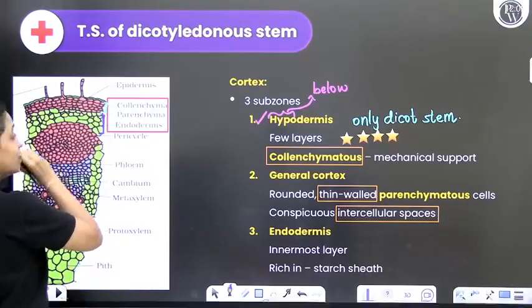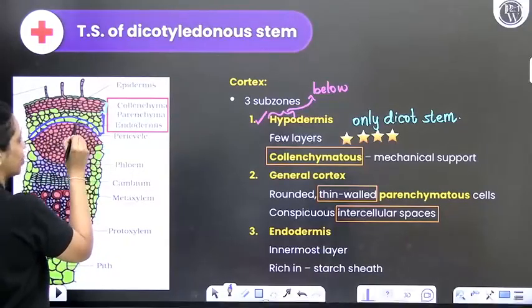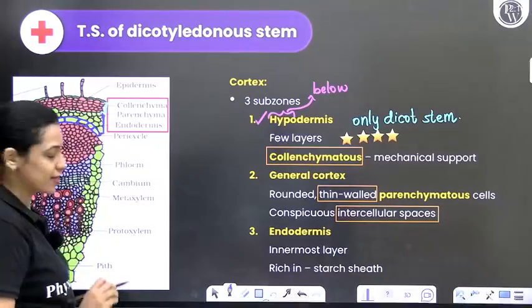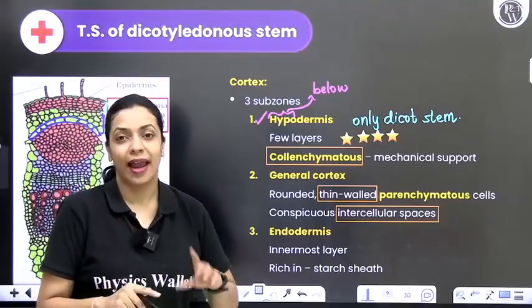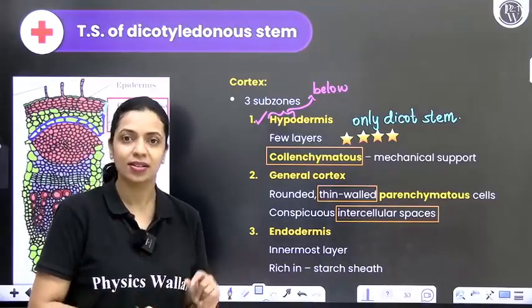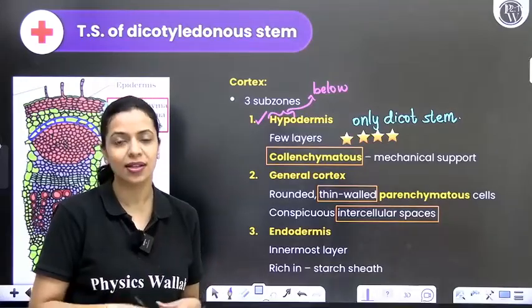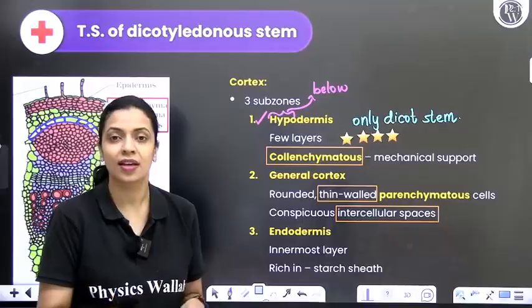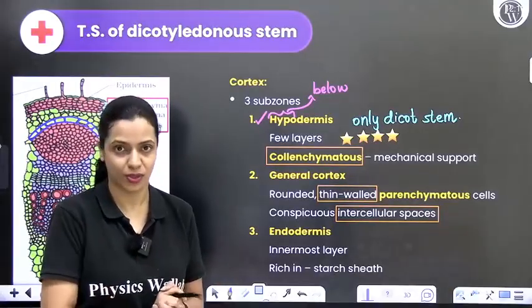Now the innermost layer of the cortex is called your endodermis. It's the same even in the root. In the root, endodermis was special because you had radial and tangential walls thickened with the deposition of suberin. It formed Casparian strips there. These Casparian strips are impervious to water. They will not allow water to pass through.